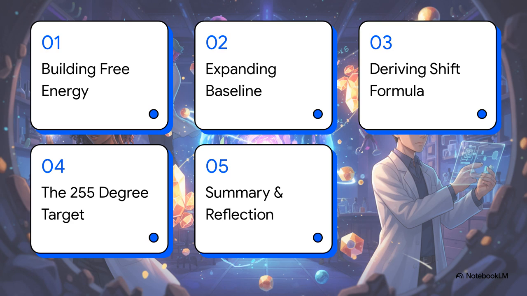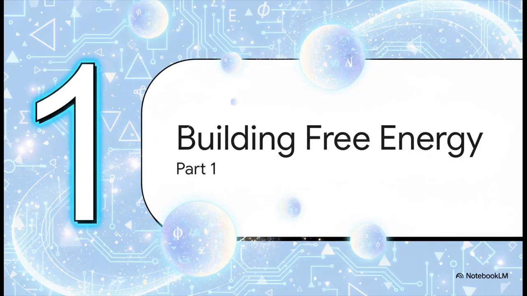We have a beautifully structured mathematical path ahead of us. We'll start by building the free energy, then carefully expand around the baseline minimum, derive the shift formula itself, and finally look at our 255-degree target. So let's jump right into the first step, building the free energy.